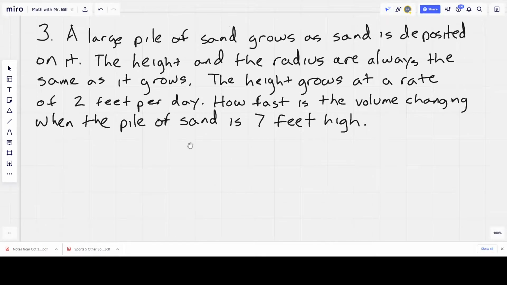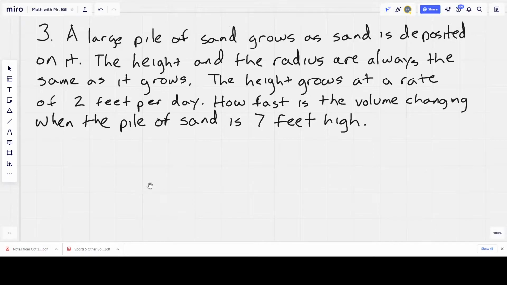So when we want to work with an implicit differentiation problem, we're going to be working with a geometric formula or an equation that has a lot of different variables in it. Could be 2 or 3, could be several, but at least one of those variables is in terms of another one of the variables in the equation, or all of the variables are in terms of one particular variable, as we'll see in this one here.